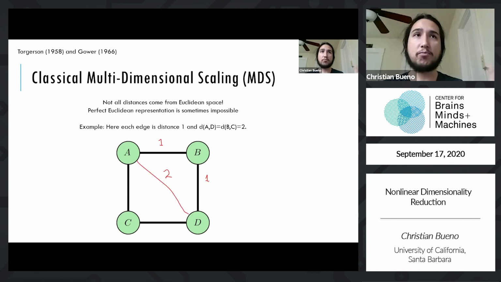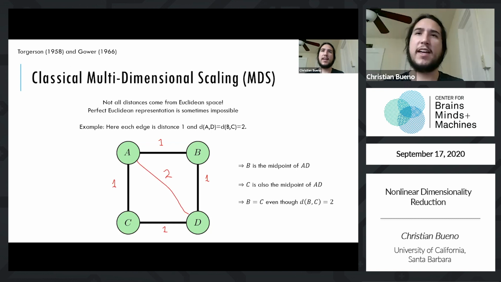And to see that, the distance from A to B is 1, the distance from B to D is 1, and the distance from A to D is 2. So that means that B is a midpoint of AD. Likewise, on the other side, C has to be a midpoint of AD. But that together would mean that B is C. But at the same time, we know that the distance between B and C was 2, so that's a contradiction. So this cannot be realized in Euclidean space as a metric space.